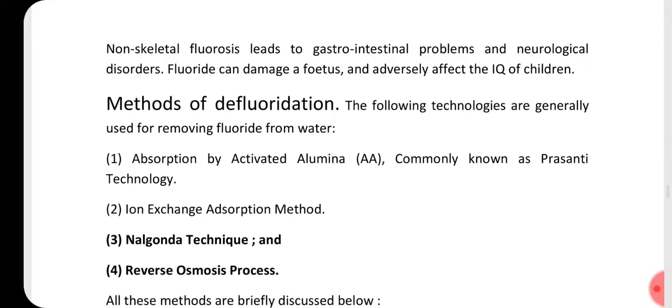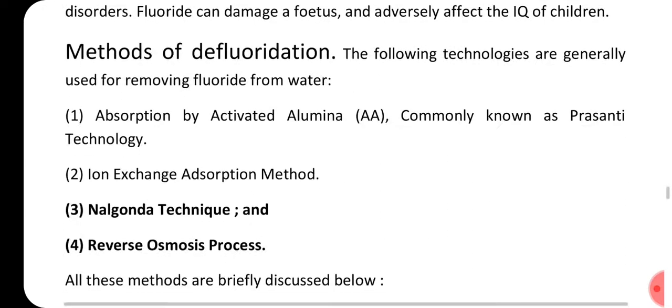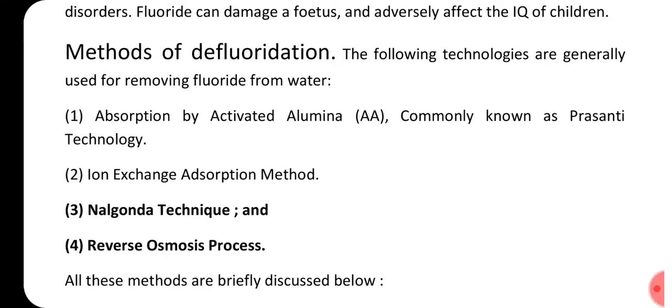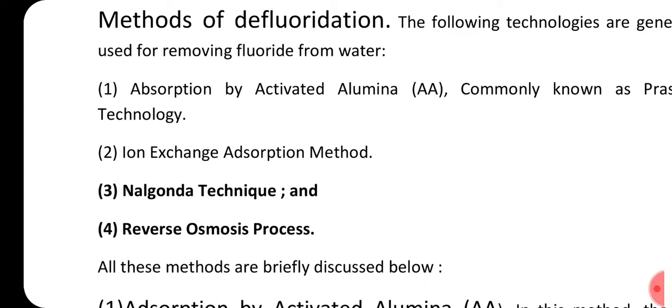So let us see what are the methods of defluoridation. Defluoridation means removing the excess fluoride from the water. These are the methods. First one is absorption by activated alumina, also known as Prashanti technology. Second one is ion exchange absorption method. Third one is Nalgonda technique. And fourth one is reverse osmosis.